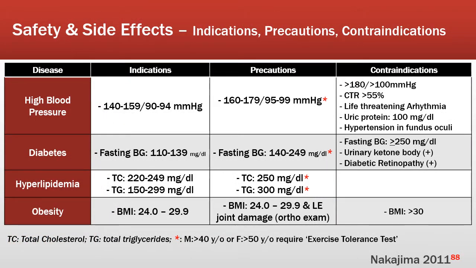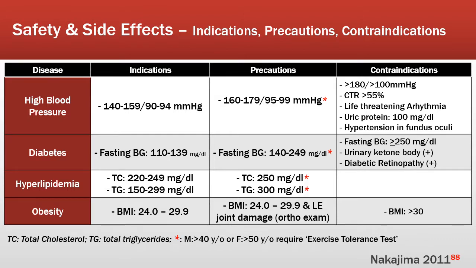Additionally, here are the indications, precautions, and contraindications that have been recommended. You can see that the red asterisk there demonstrates that males greater than 40 and females greater than 50 require exercise tolerance testing. Not unlike what the ACSM guidelines also recommend, by stratifying people into indications, precautions, and contraindications as far as stratifying risks.